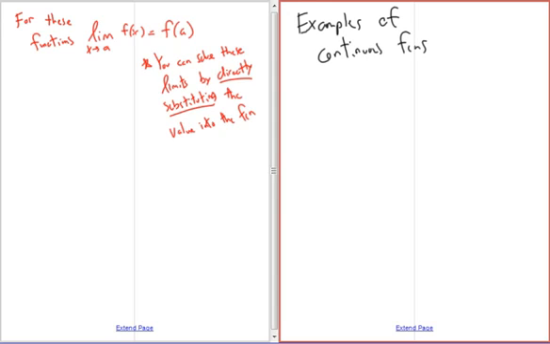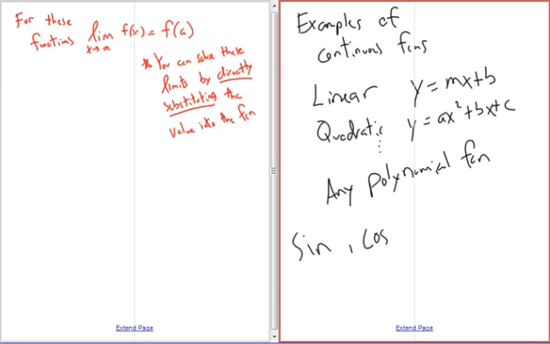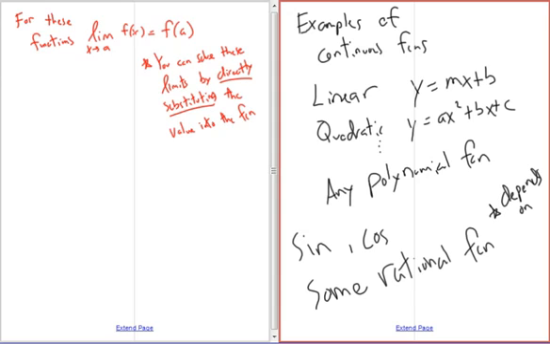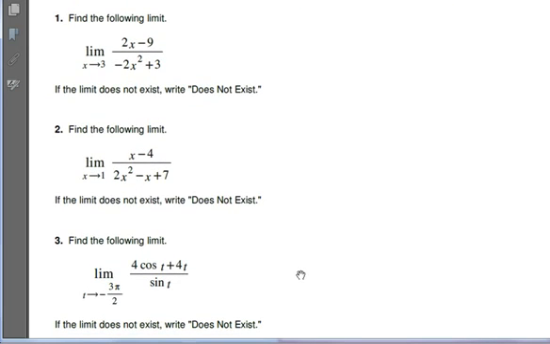So what are some examples of nice continuous functions? Well, linear functions, y equals mx plus b. There's no gaps or jumps or asymptotes. Quadratic functions, ax squared plus bx plus c. In fact, any polynomial, x cubed, x to the 4th, x to the 5th, or to the 10th. Sine and cosine are well-behaved, nice continuous functions. Some rational functions, it kind of depends on what the point of interest is where we're trying to find the limit.